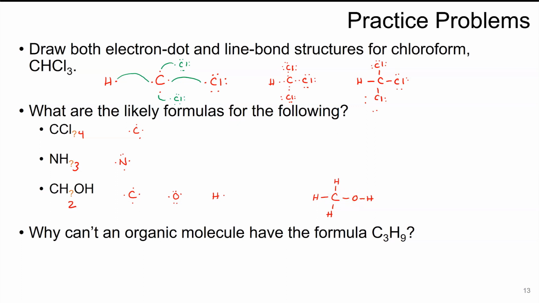So why can't an organic molecule have the formula C3H9? If we try to draw this out, I have 3 C's, this has 4 bonds, this has 4 bonds. I have 1, 2, 3, 4, 5, 6, 7, 8 hydrogens. All of my carbons have 4 bonds, so I can't fit any more on there. There's not enough bonds available.